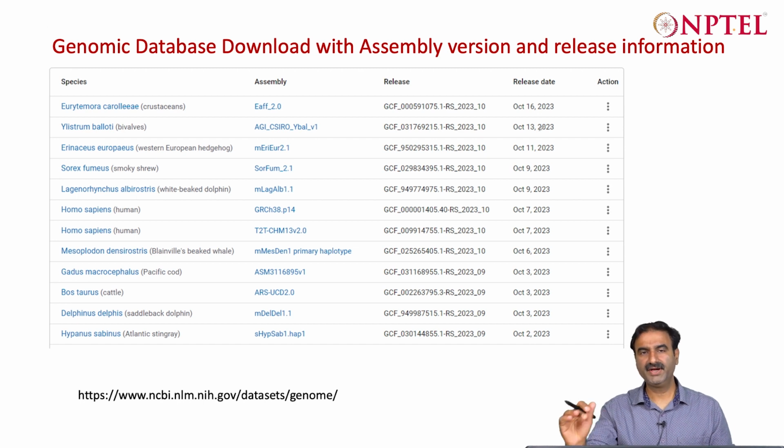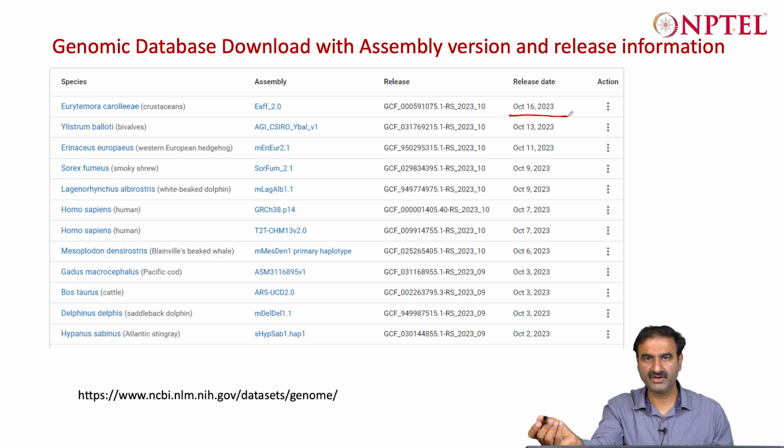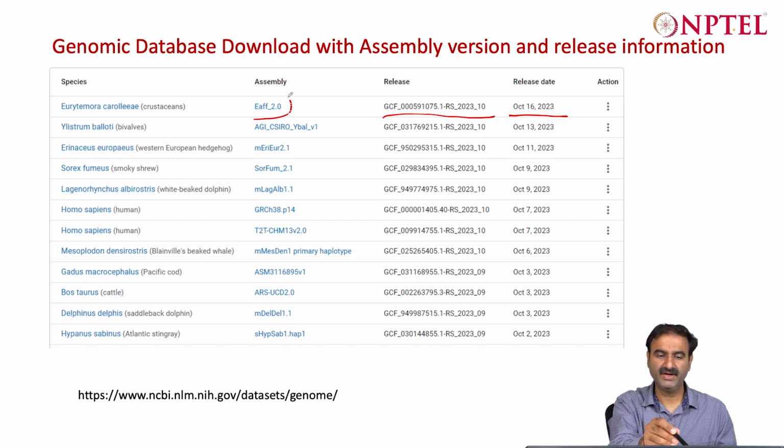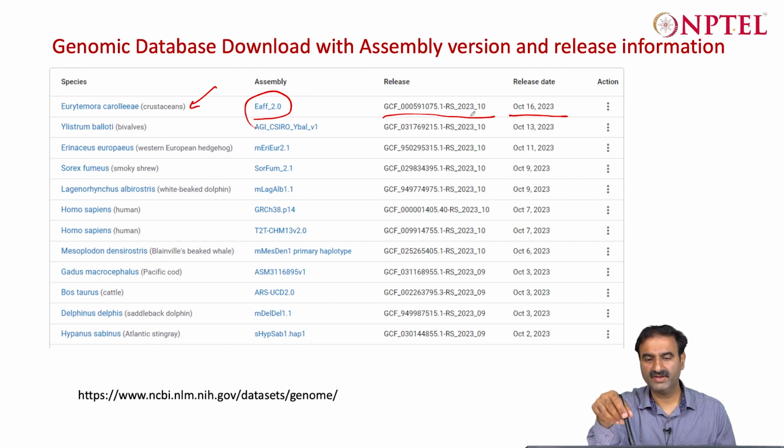Now when you are downloading data, you should be particular about what version of the data you are downloading. What is the release date? For example, it is October 16, 2023. The release is this, and this is assembly 2.0. So basically this will tell that for this particular genome I have downloaded this assembly, the release number is this, and the release date is October 16, 2023.